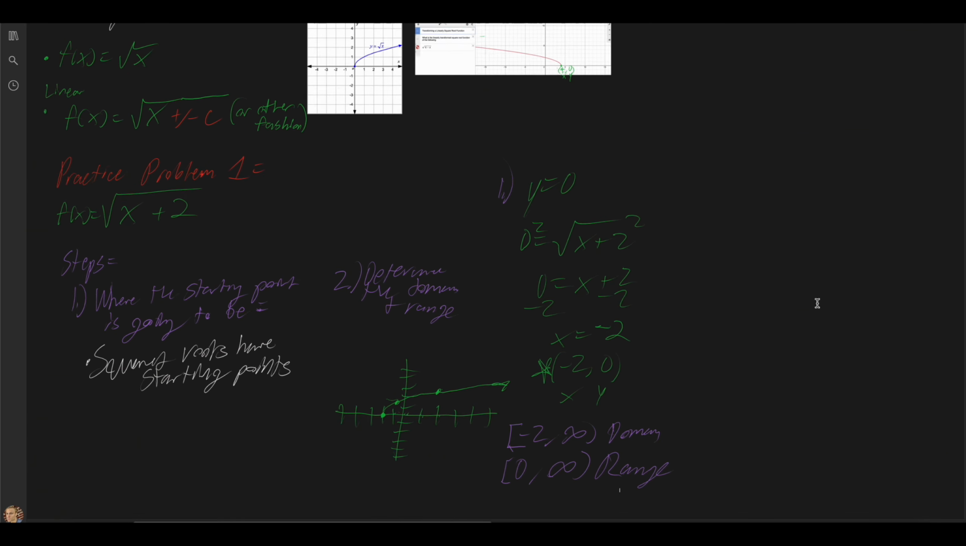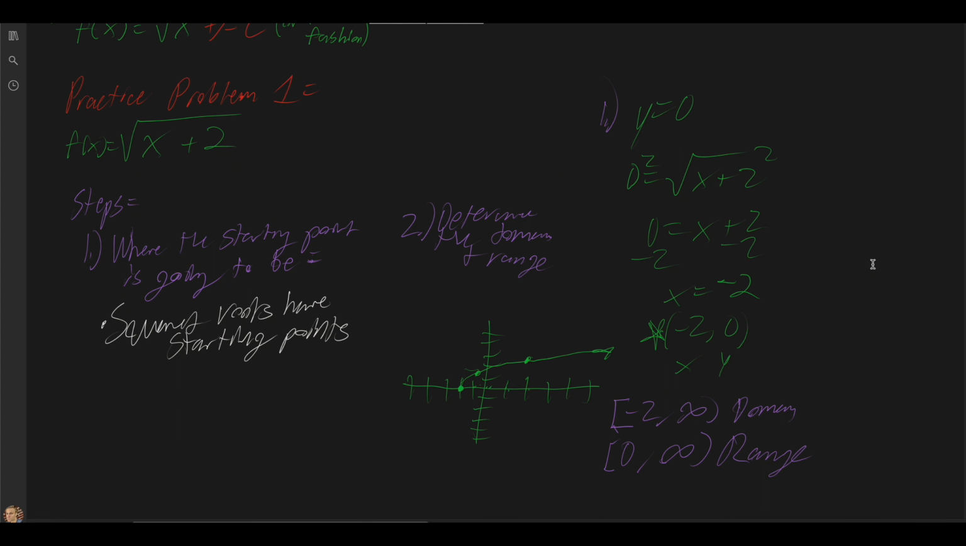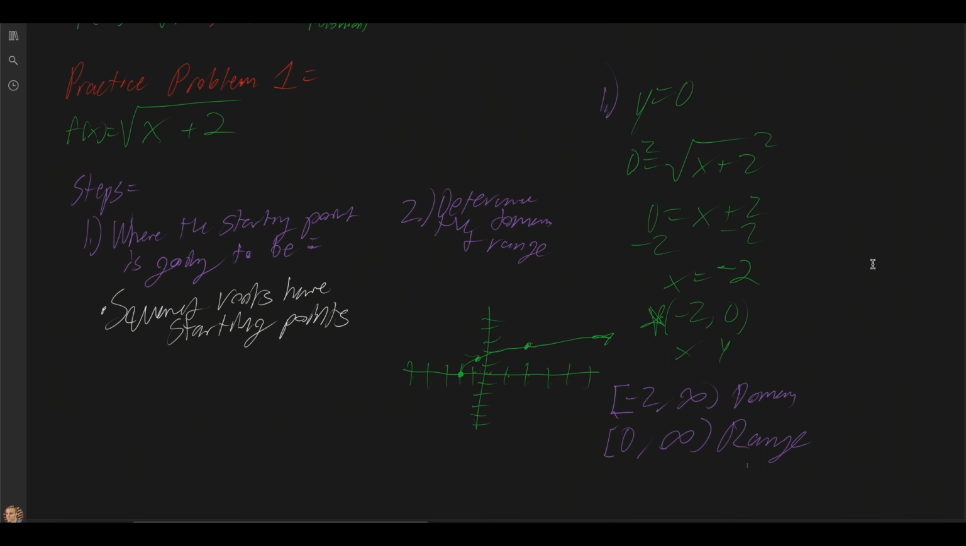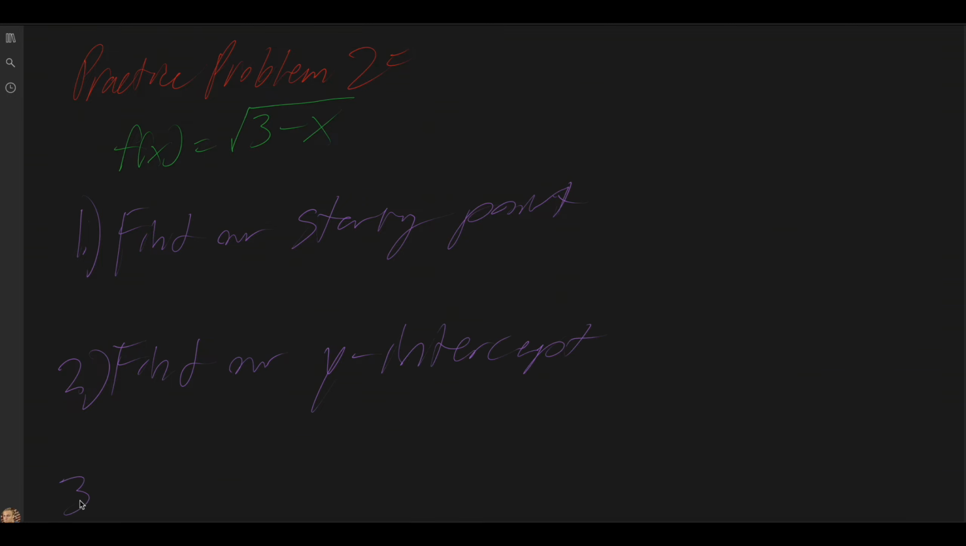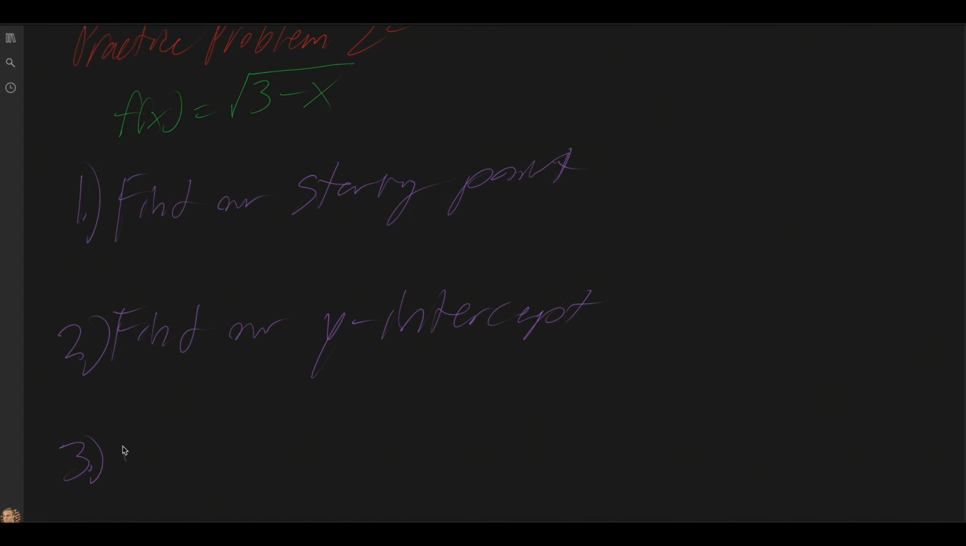Let's just zoom out. And then finally, let's go work on our second practice problem. Feel free to take a screenshot of this part too. So in our second practice problem, we're given the function square root of 3 minus x. And so when we have done so, what we need to do first is find our starting point, then find our y-intercept, and figure out the domain and range.